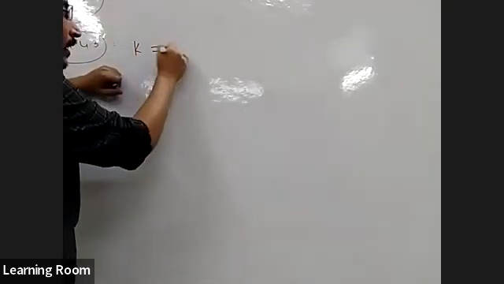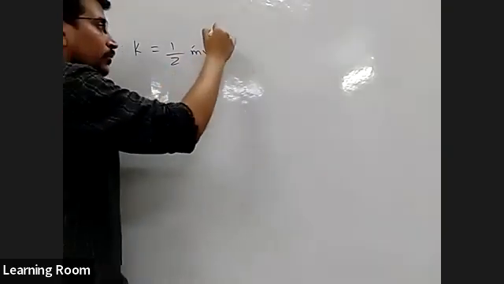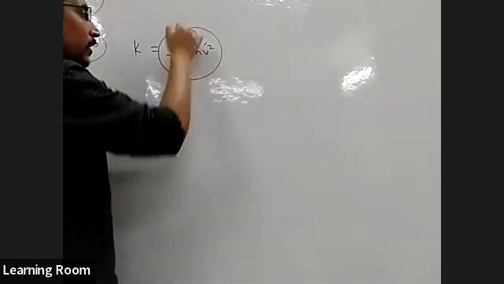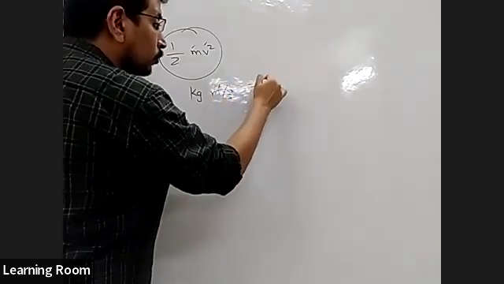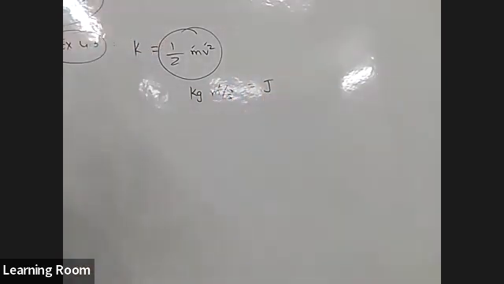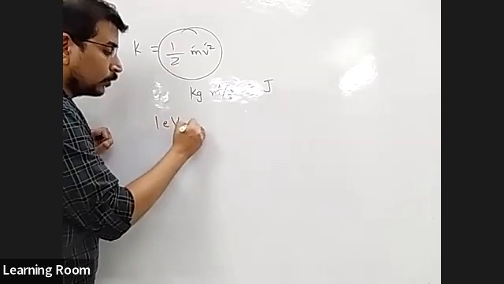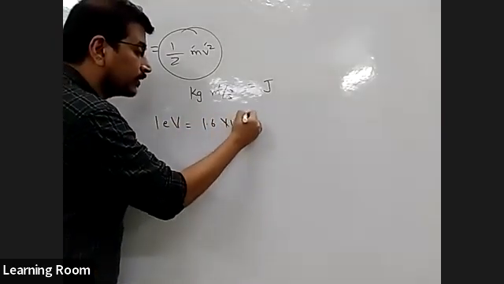Now, what is the kinetic energy this particle is going to have? Kinetic energy is half mv square. So you know the mass of the particle, you know v square. Calculate it. The answer will be in terms of kilogram meter square per second square, which is also known as joule. So remember, 1 electron volt is equal to 1.6 into 10 power minus 19 joule.